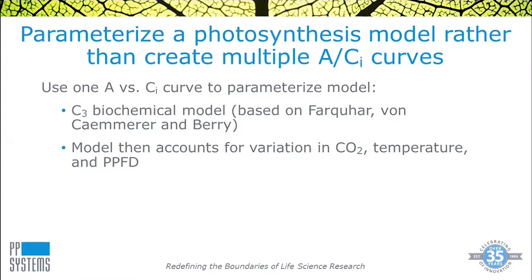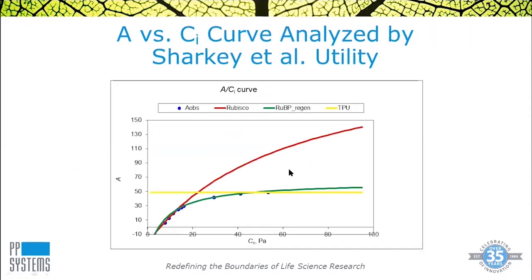And then the model itself, once it's parameterized with ACi curve data, will account for variation in CO2, temperature and light. And this is just an example of that. This is an ACi curve analyzed using a freely available Excel utility published by Sharkey that you can get access to from the PP Systems website. It has a link to that.